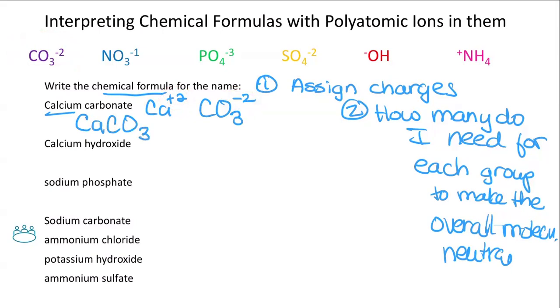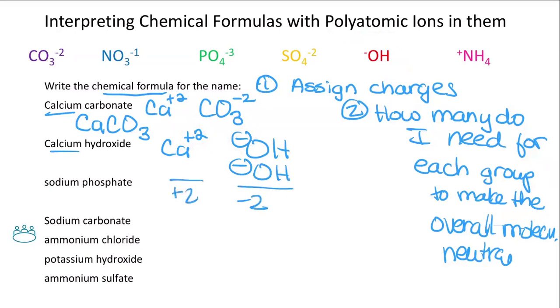Let's do calcium hydroxide. Calcium again is going to be a +2. Hydroxide is a -1. I need these two charges to balance each other out. I have +2 on this side, so I need another one here, another OH. I need 2 of these. That'll give me -2. This one's +2, so I'm good. Now, how do I write this as a chemical formula? I have calcium first. I always put the thing with the plus charge first.